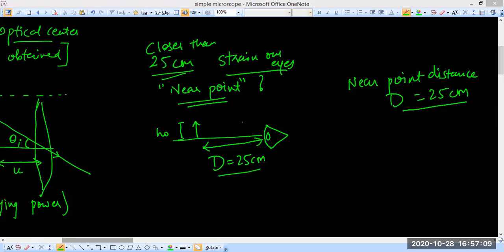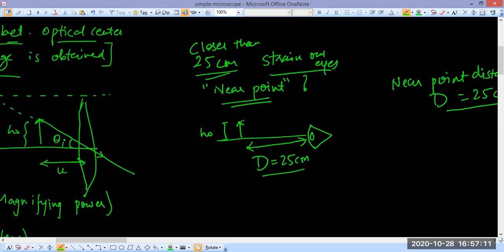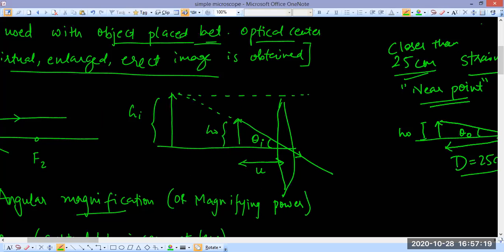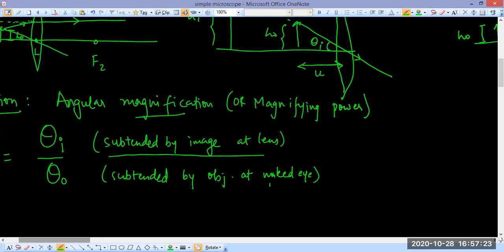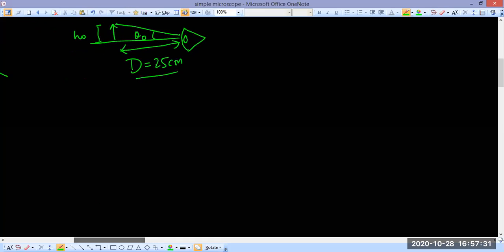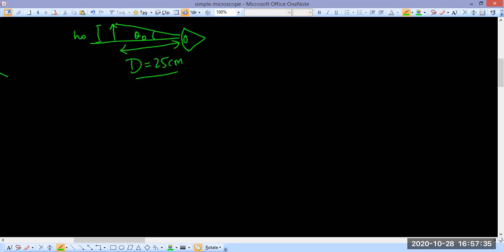So now, if you take this object and you keep it at 25 centimeter, it will make an angle here. That angle is theta O. હવે આવ્યું theta O. So let's read this definition again. It is ratio of angle subtended by image at the lens, એટલે આ theta I, and by object at naked eye. So when you try to see the object with naked eye, this object will make angle theta O.